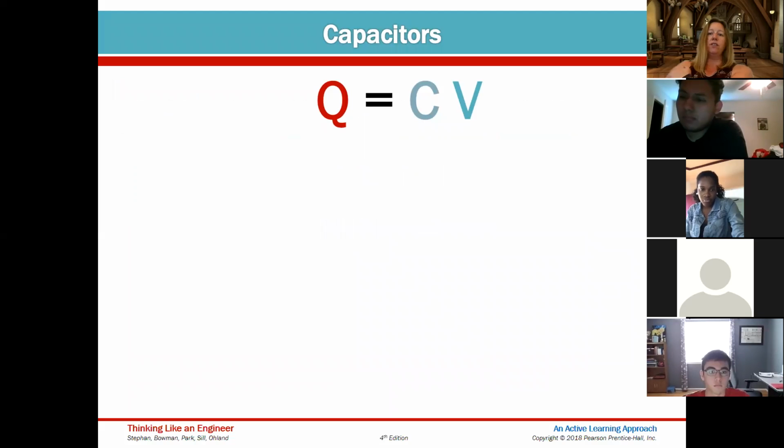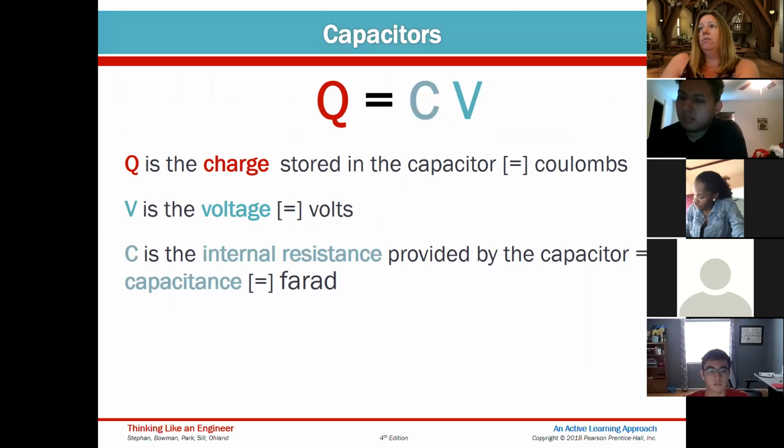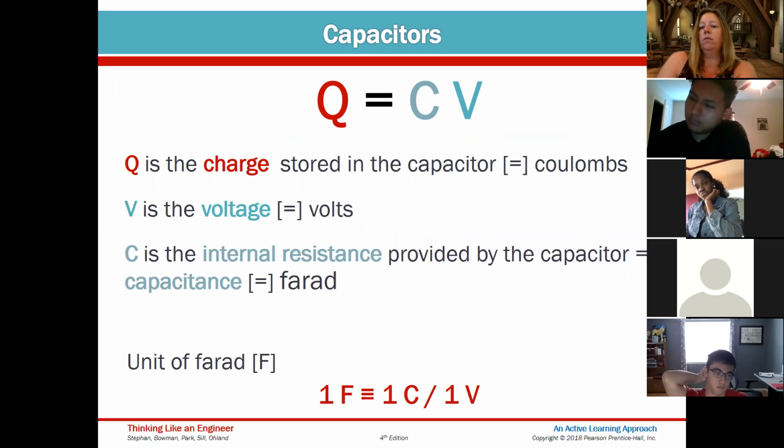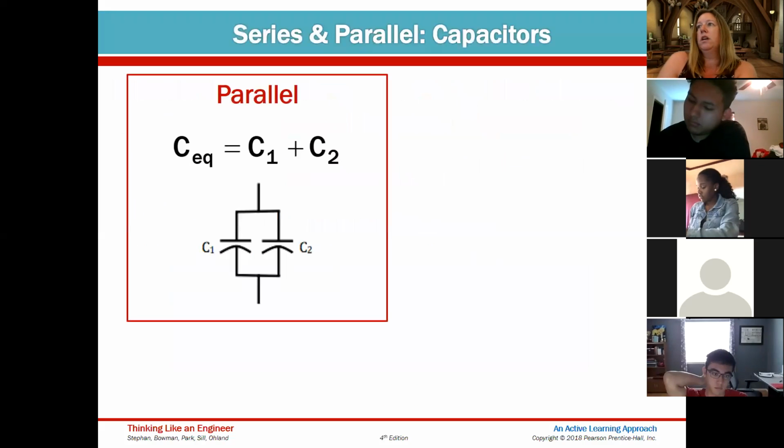Then capacitors. Our capacitors kind of work the same as our resistors. Q is the charge stored in the capacitor, so this is kind of like our battery, which is our voltage in our system. Our charge is measured in coulombs. V is the voltage, and C is the capacitance provided by the capacitor, in farads. And a farad is a coulomb per volt.